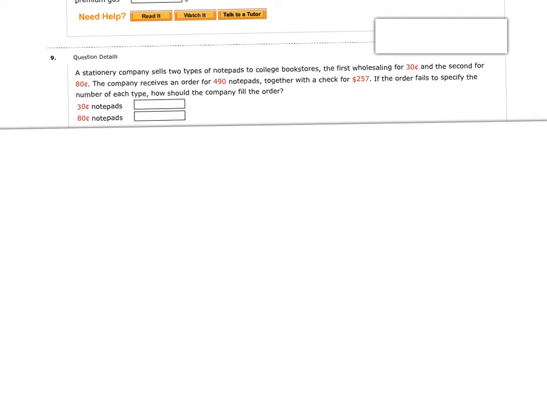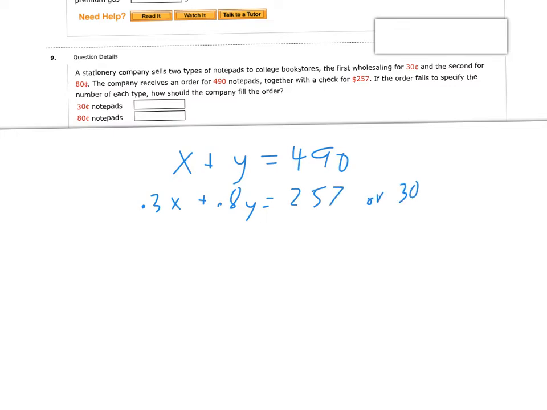All right, next one here, really the same idea. So we have, let's see, the different notepads here. They're defined by numbers. So I'm just going to use x and y. So the x plus y equals the 490 notepads total. And then if I do 0.3x plus 0.8y, that's going to give me the $257. You can also do the second one in cents. So if you want to do 30 cents and then 80 cents, you just have to convert this last $257 to cents, which would be 25,700.